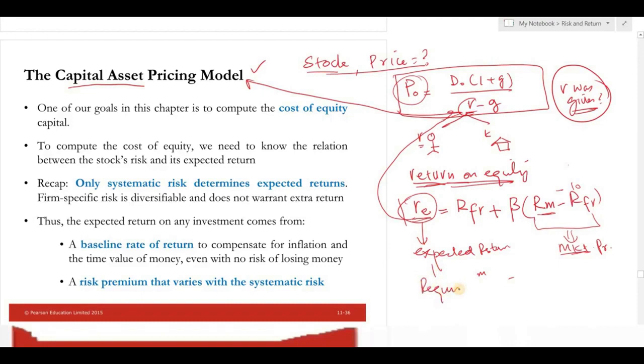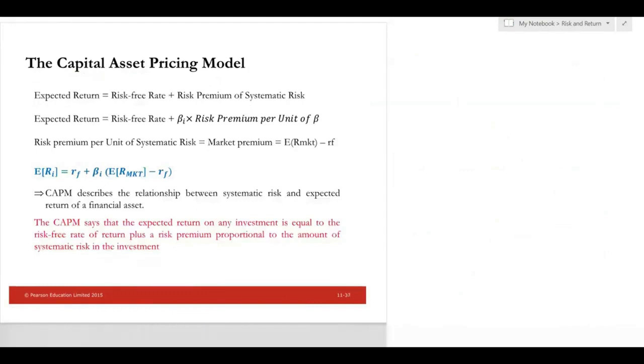Okay, so a baseline rate is compensation for the inflation and time value of money with no risk of losing money, that is the risk-free rate. A risk premium that varies with the systematic risk. Okay, so this is the same relationship: expected return is equal to risk-free rate plus risk premium of the systematic risk. Or in other words, risk-free rate plus beta times the risk premium per unit of beta, so that is RM minus RFR actually. So expected return is equal to risk-free rate plus beta times the expected return on the market minus RFR, so that is the excess return.